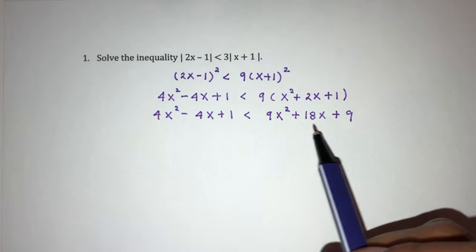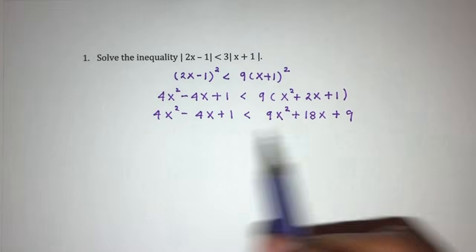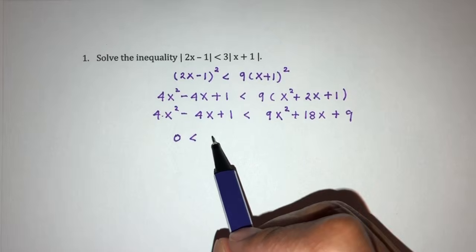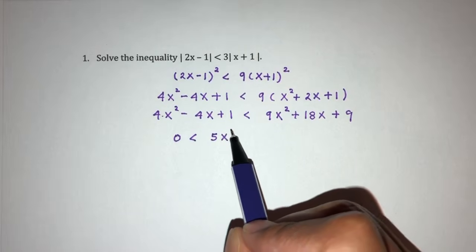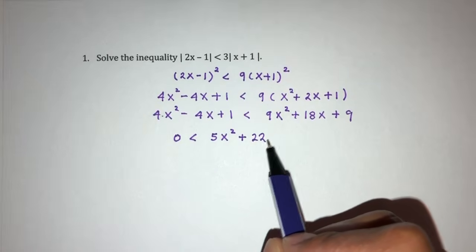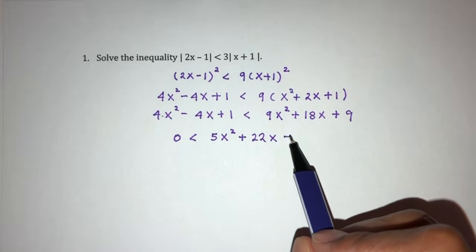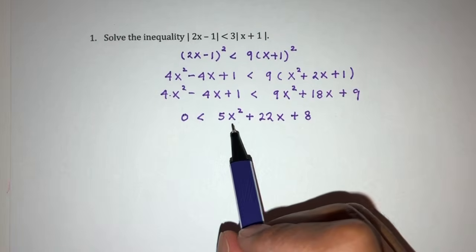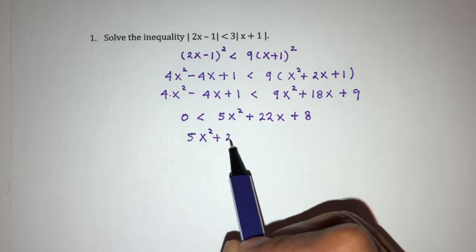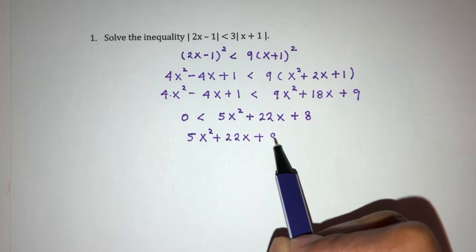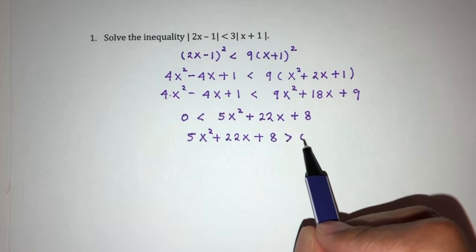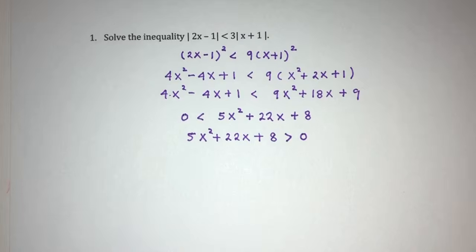Now let's send everything to one side. You will have 0 here less than 9x² - 4x², that will be 5x², plus 18x + 4x, that will be plus 22x, plus 9 - 1, that will be plus 8. So this can be rewritten as 0 is less than this. This has to be more than 0. So same thing as saying this. So now we have this.